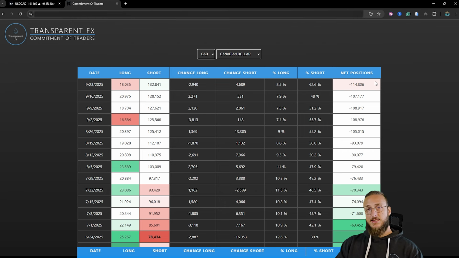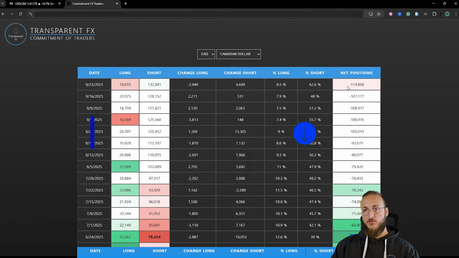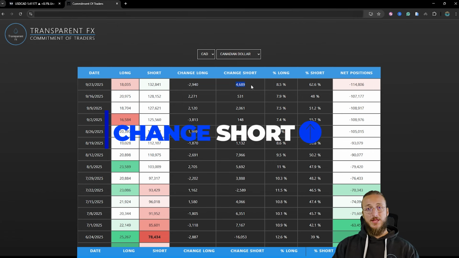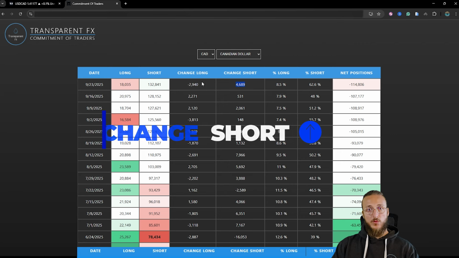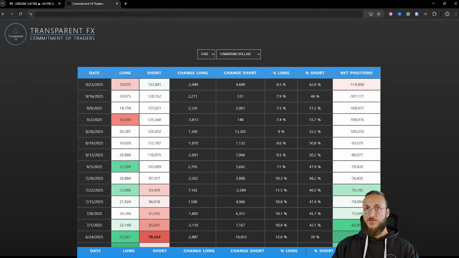And what we can see is that institutions were in fact shorting the CAD, therefore they were longing USD-CAD, because all currencies on the spot are traded against the USD. So if institutions are shorting the CAD, they are longing USD-CAD. That is exactly what was going on, because net positions went from minus 53K all the way down to minus 114K. So institutions were aggressively shorting the CAD, adding 4,600 shorts with the very last report that we have and closing 2,900 longs. Therefore, they were longing USD-CAD aggressively before we stopped seeing the reports.